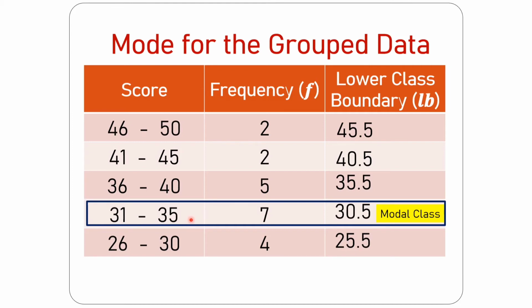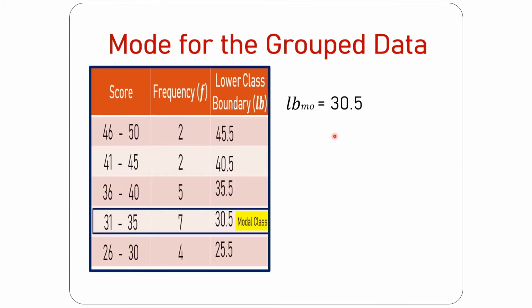The lower boundary of the modal class is 30.5. The difference between the frequencies of the modal class, which is 7, and the next lower class, which is 4, is equal to 3. The difference between the frequencies of the modal class, which is 7, and the next upper class, which is 5, is equal to 2.